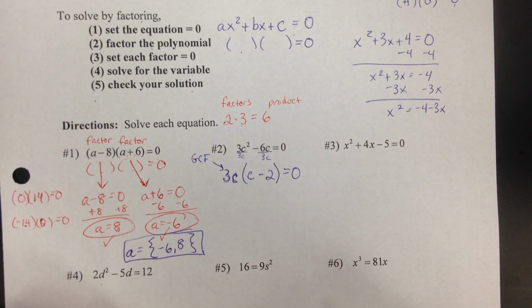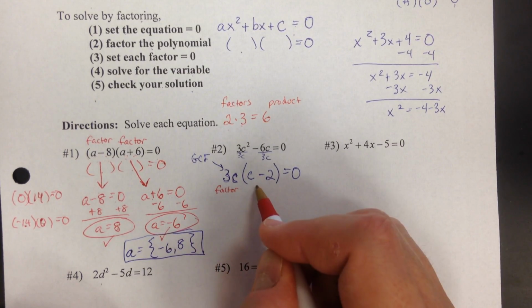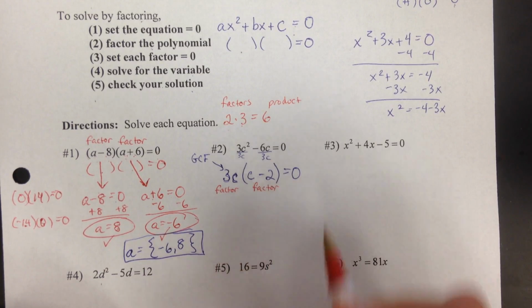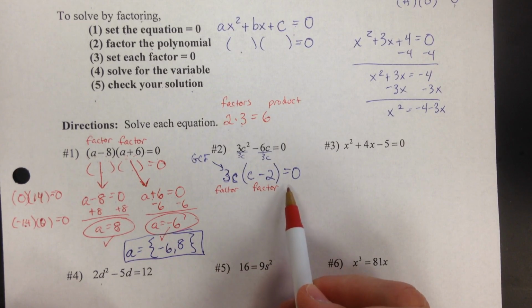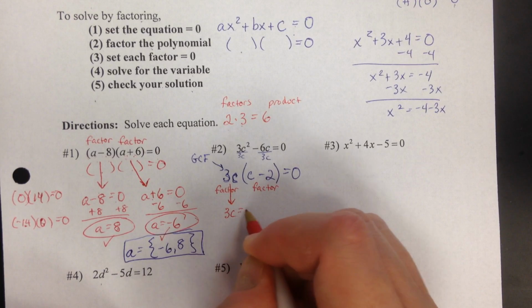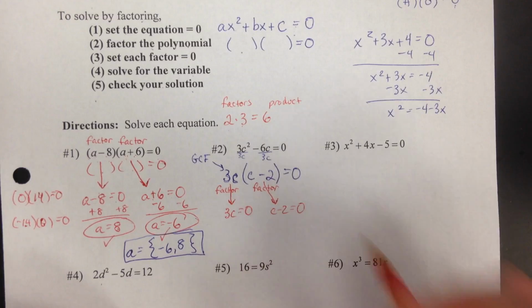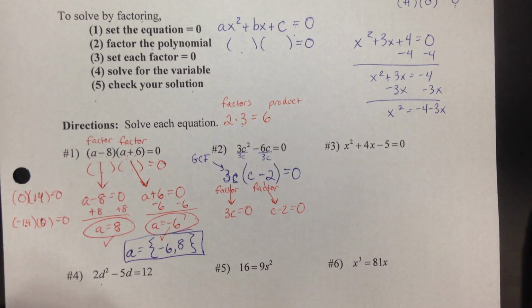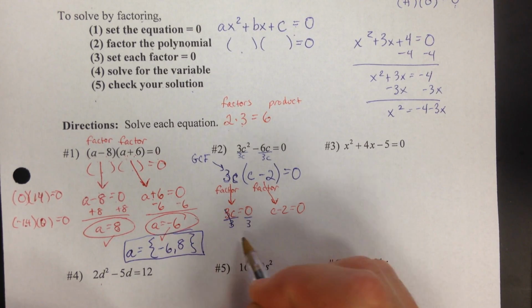So there's the equation. Now we have two factors. 3c is a factor. C minus 2 is a factor. So we're saying this times this has to give us 0. So either the first factor is equal to 0, or the second factor is equal to 0. And now you solve it. Here, that's 3 times c, we would divide by 3. Now it's a normal equation.